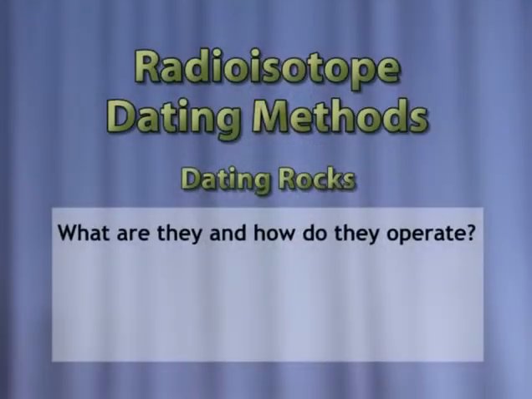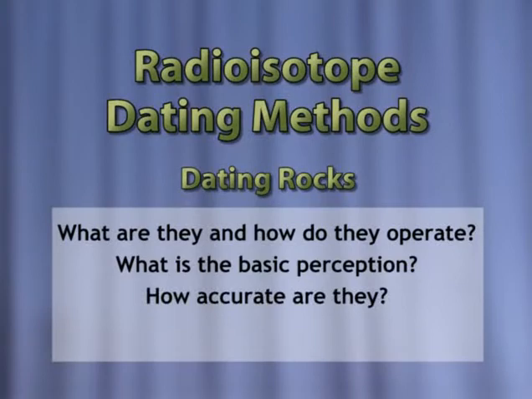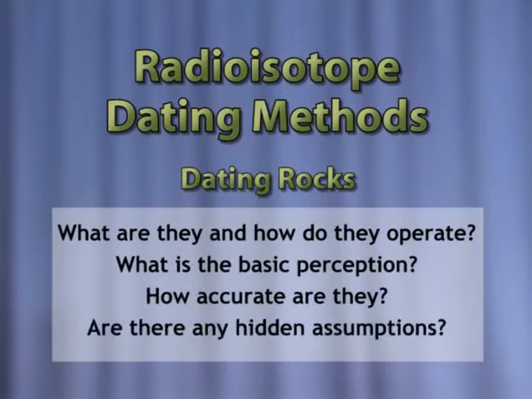How do we date all these rocks? And what we want to look at is this. What are they and how do they operate? How do radioisotope dating methods work? What is the basic precept? How accurate are they? And are there any hidden assumptions?